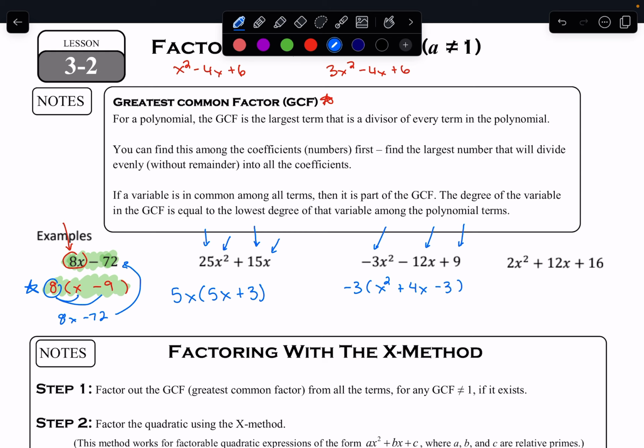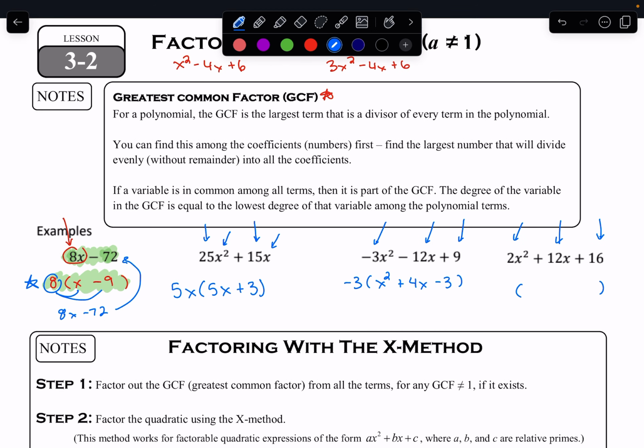Okay, the last one in front, I have a 2. I've got a 12 and a 16. So I think I can pull out 2, and I'm left with x squared plus 6x plus 8. All right, so step 1, anytime you are factoring a quadratic, is look for a greatest common factor that you can pull out of the problem, okay?